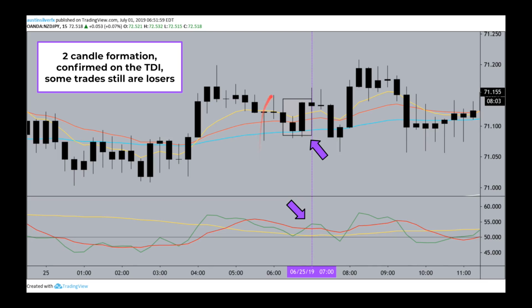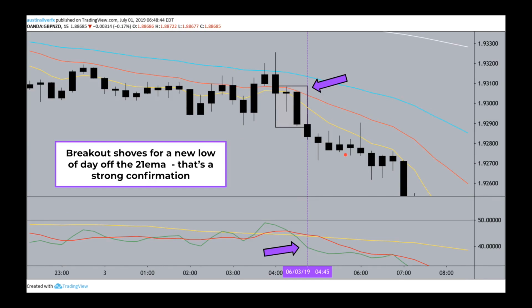So again, in this situation, sometimes, yeah, they're losers. Life goes on. That's why you never risk more than 3%. You keep your risk appropriate, and you move on to the next best trade. You never chase these trades. If you get stopped, move on and wait for the next best entry.